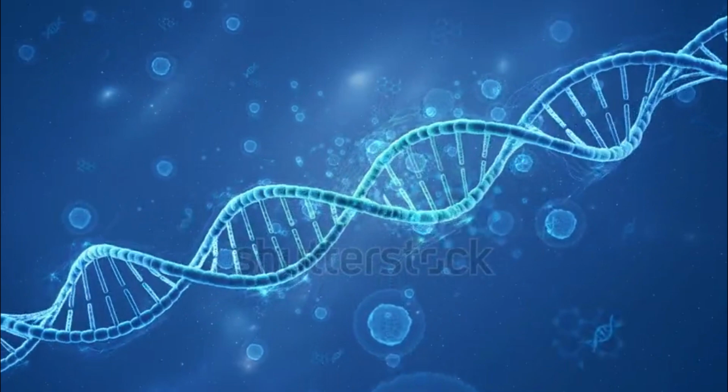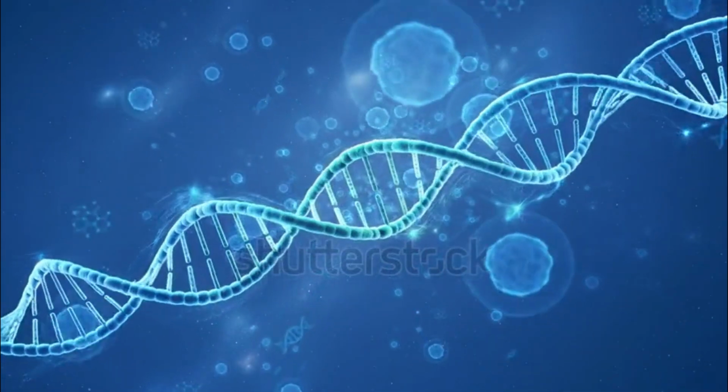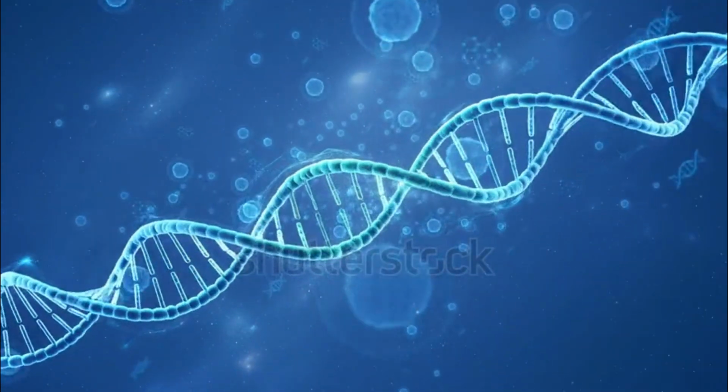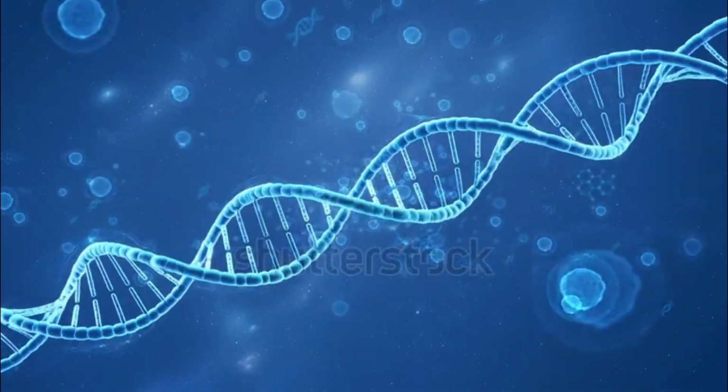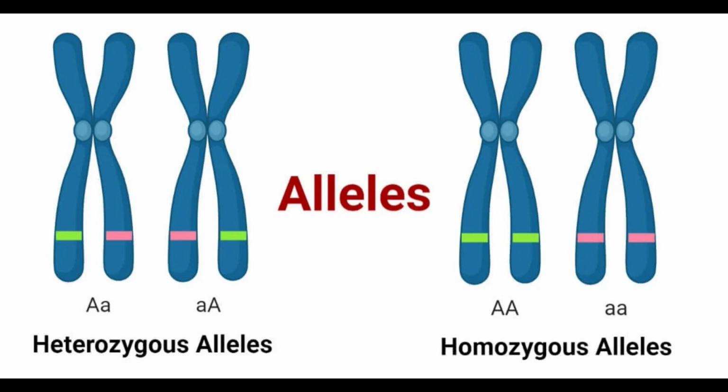Now let's talk about genes. A gene is a section of DNA that codes for a specific protein. Each gene controls a particular characteristic. Now let's talk about alleles. Alleles are different versions of the same gene. Example, B equals brown, I allele. B equals blue, I allele.